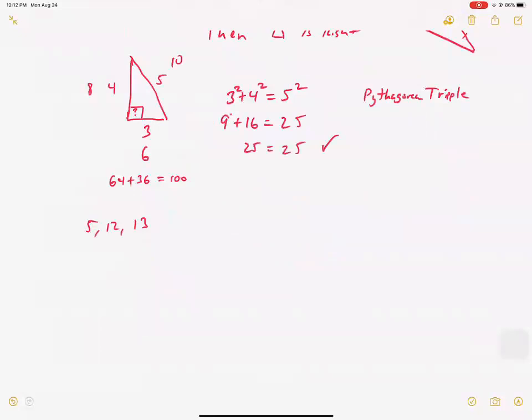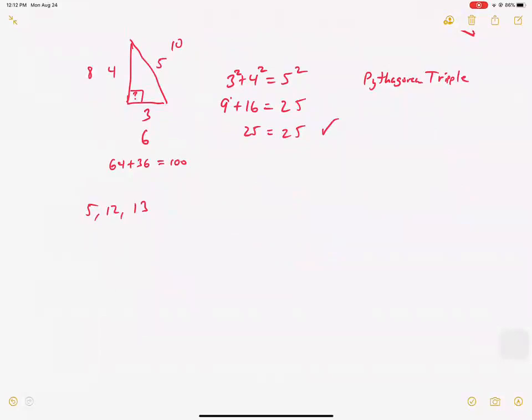Well, what if I give you a problem with a fancy square root in it? So if I say, let's do 9, 4, and this would be the square root of 97. Would this be a right triangle? So which of these sides would be the largest? Would the 9 be the largest? Would the 4 be the largest? Or the square root of 97 be the largest?